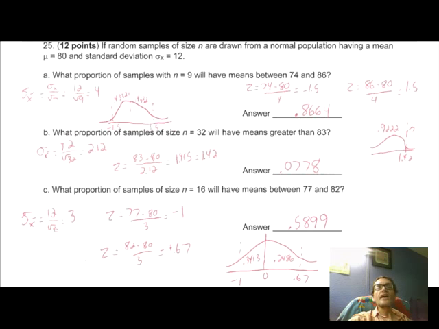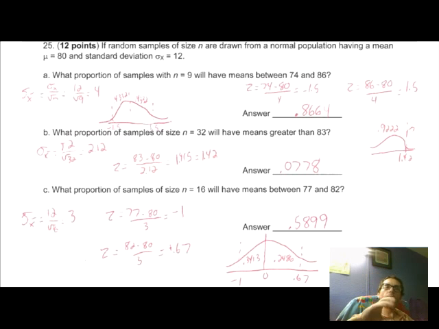A random sample of size n is drawn from a normal population having a mean of 80 and a standard deviation of 12. What proportion of the sample means will be between? Lovely. So they're basically asking three similar questions. So let's get through this methodically, okay? There's three different questions. But as you notice, in the first one there's a sample of 9, in the second there's a sample of 32, and in the third there's a sample of 16, okay?